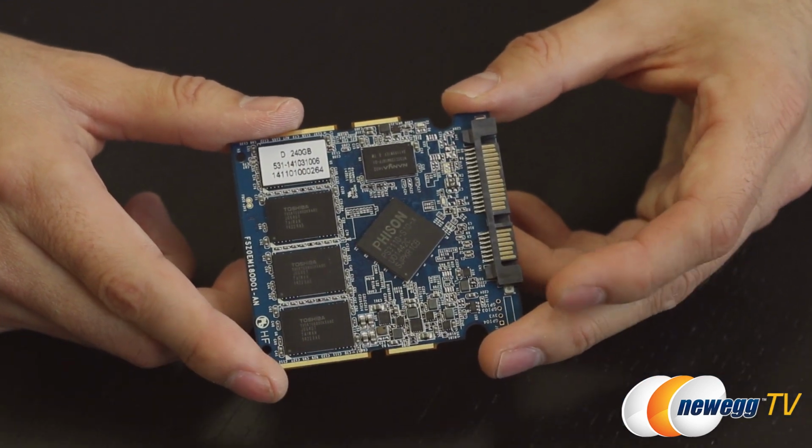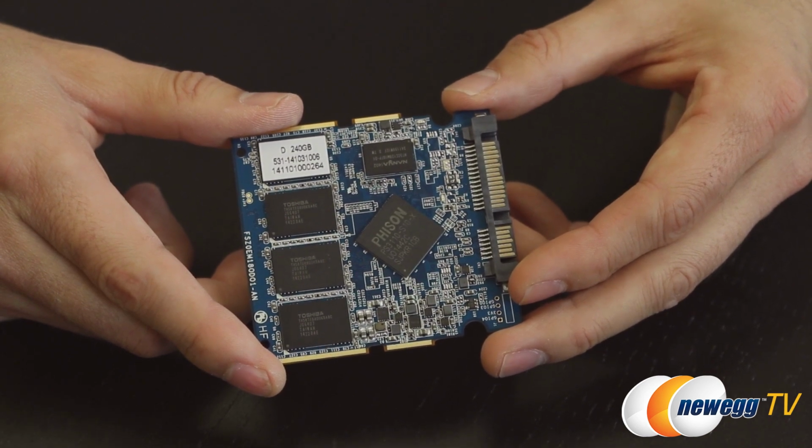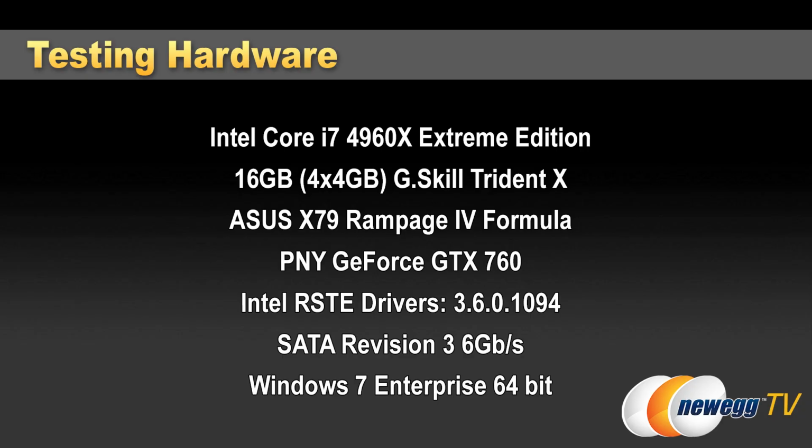So without further ado, let's take a closer look at those benchmarks and see how it shows up. I'm using one of our X79 systems to benchmark this. So we have Microsoft Windows 7 64-bit Enterprise Edition, an Intel Core i7-4960X Extreme Edition processor. On top of that, we're using 16 gigabytes of DDR3 quad-channel kit of memory from G.Skill. It's a Trident X kit. Once again, it is, of course, an X79 motherboard, and it's the ASUS Rampage 4 Formula board that we have.